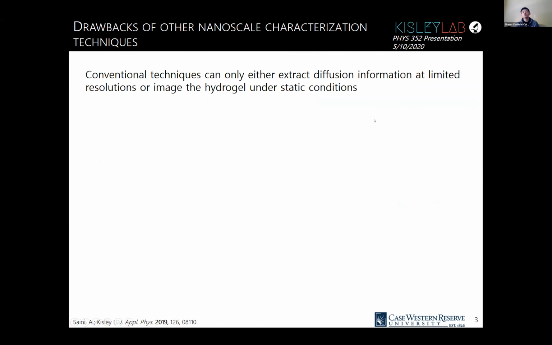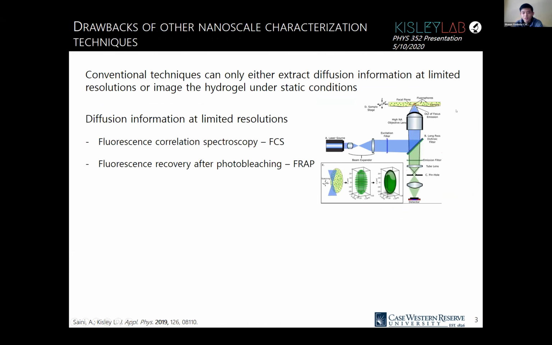There are two main classes of techniques that we look at. The first being fluorescence. Fluorescence is very popular in bioimaging because it doesn't interact super heavily with the sample, like an electron beam might. On top of that, fluorescent imaging is just easy since fluorophores are pretty well understood and easy to affix to different samples. Techniques like fluorescence correlation spectroscopy and fluorescence recovery after photobleaching are both very good at capturing diffusion dynamics at biologically relevant diffusion rates.